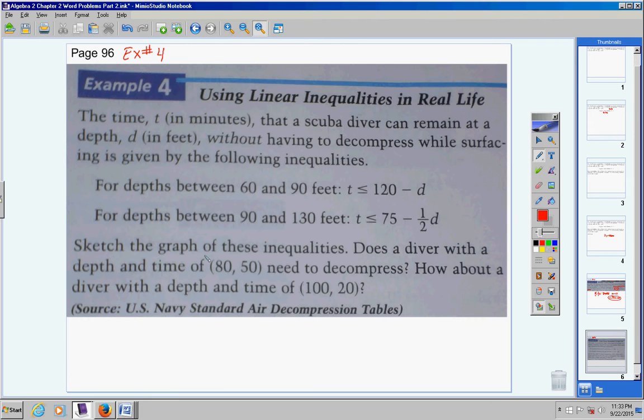Now, sketch the graph of these inequalities. I'm not going to worry about sketching these graphs. We've done a lot of those today. We're going to do a lot of these in our homework, I should say. I'm going to go ahead and sketch the graph after all. I think that'd be a good idea to do. So, very quickly here, I'm going to sketch the graph.